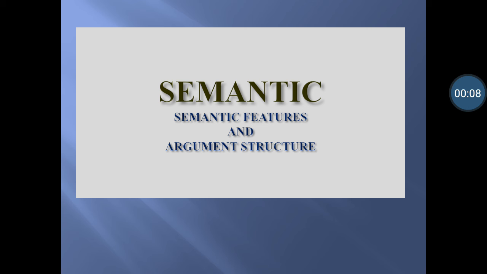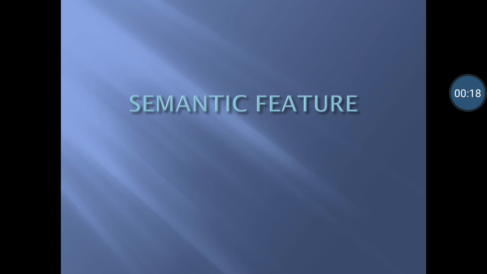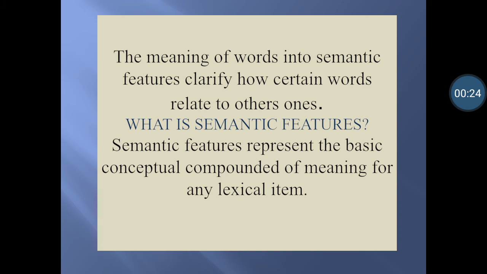In this video I'm going to explain two subtopics about semantics. The first is semantic features and the second is argument structure. Let's start with the first. Semantic features are part of word meaning. The meaning of words in semantic features clarifies how certain words relate to other ones.